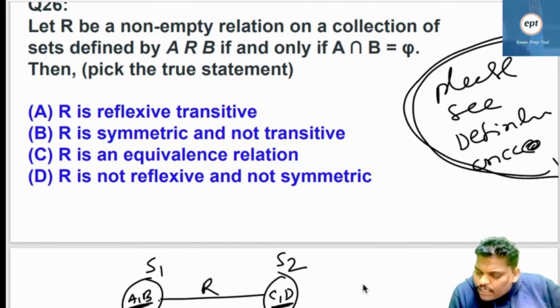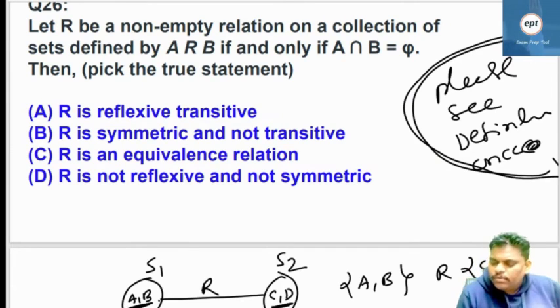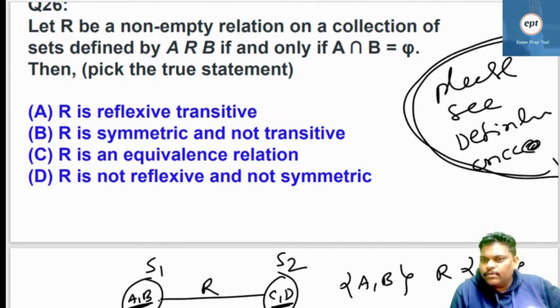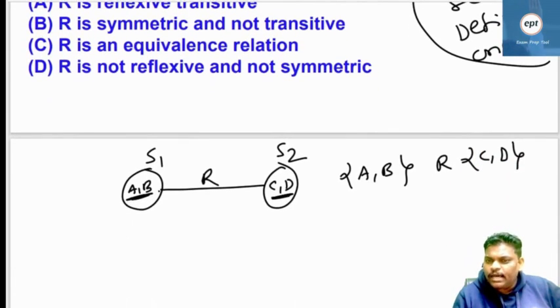Can you help me now? I want an answer from you. Is set {A, B} related to set {C, D} or not? Please let me know.